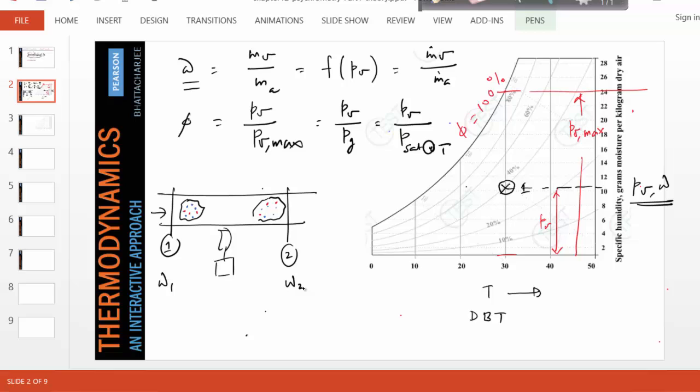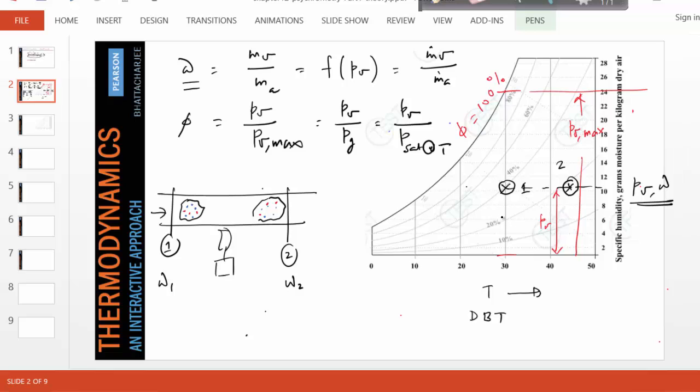Now think about it. I'm heating the gas, but the amount of vapor that enters here every second must be the same as the amount of vapor coming out if the system is at steady state. So at steady state, omega is not changing. So therefore, if omega doesn't change, the state will move to the right, and suppose we know the final temperature, this will be my state 2.